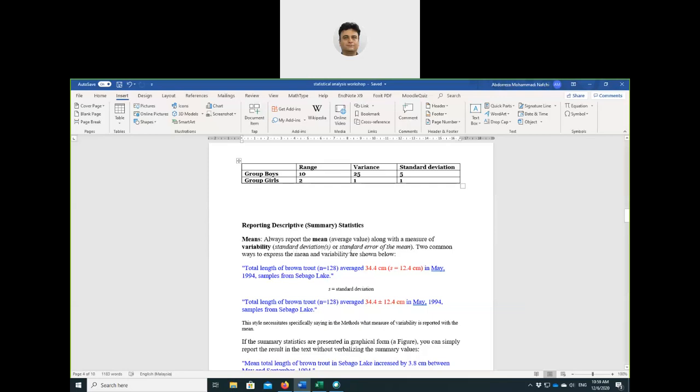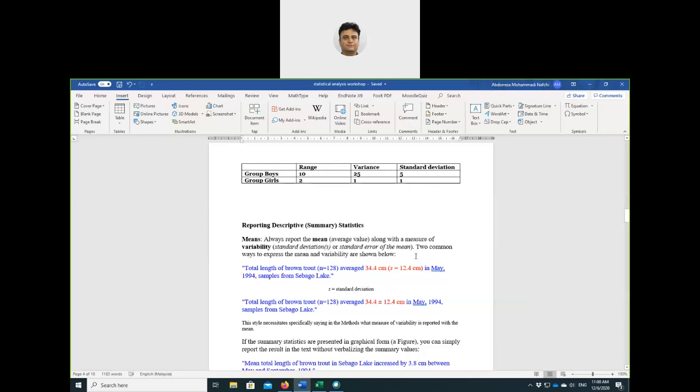We have another commonly used type, the standard error of mean. The standard error of mean is mostly used when we have more than one independent variable and the nature is different. It's better to report the standard error of mean instead of the standard deviation. You learn in statistics how to calculate the standard error of mean or standard deviation, but you can use software.